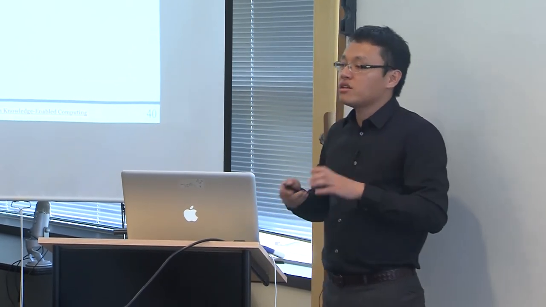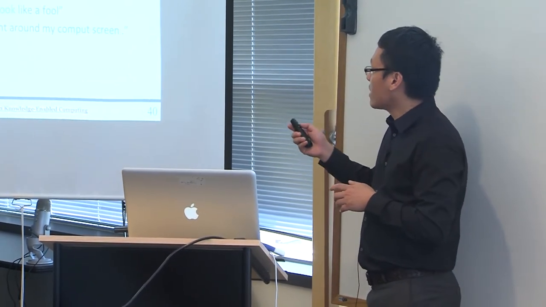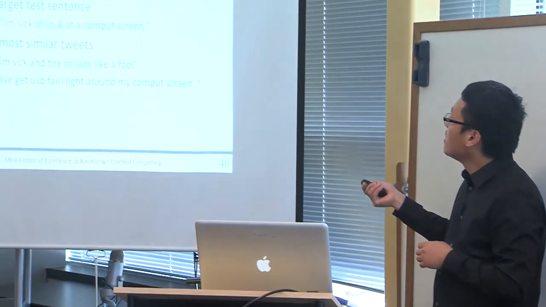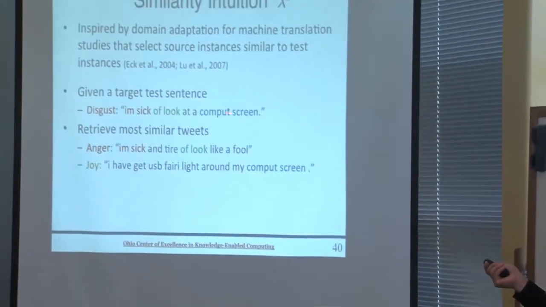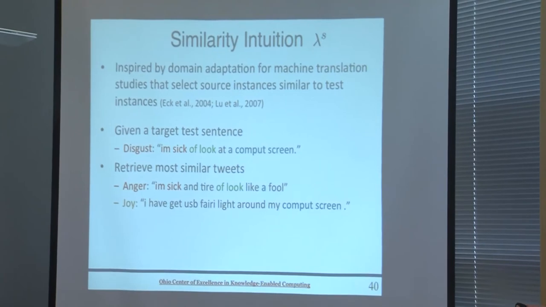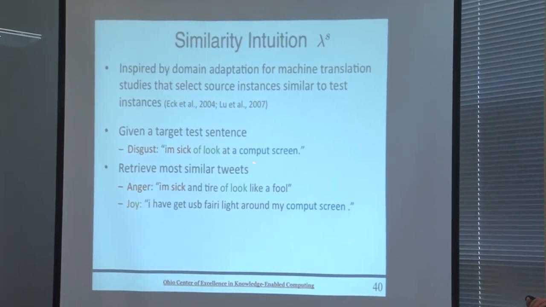So if I just apply this idea, right, let's look at a target test sentence. I'm sick of looking at a computer screen. So the emotion is disgust. So I use its content as a query to retrieve the most similar tweets. You can see I get these top two, right? Now you can see that their content might be similar. However, the labels are different, right? So that is why, if I just apply the content similarity and ignore the label part, then it might be a disaster. So that is why content similarity is not sufficient.